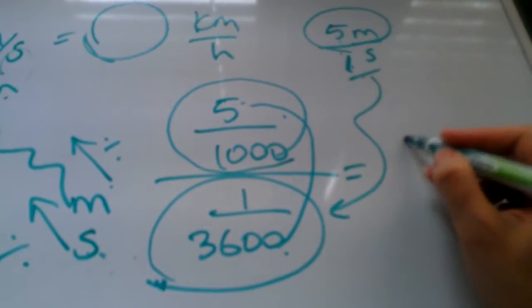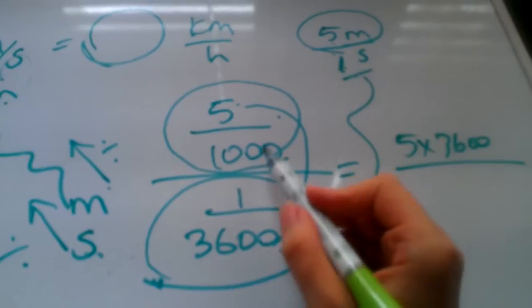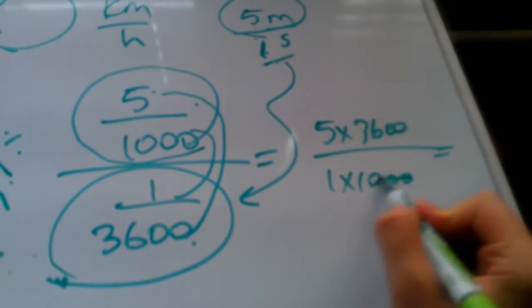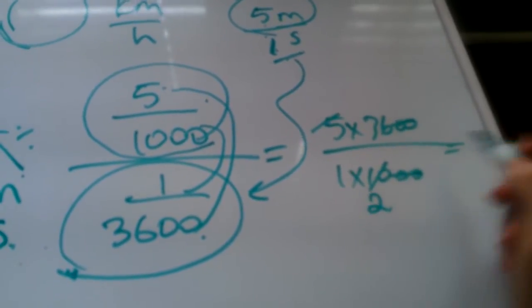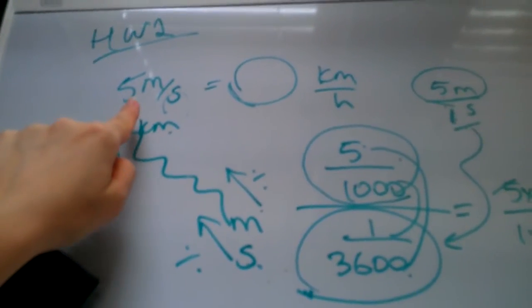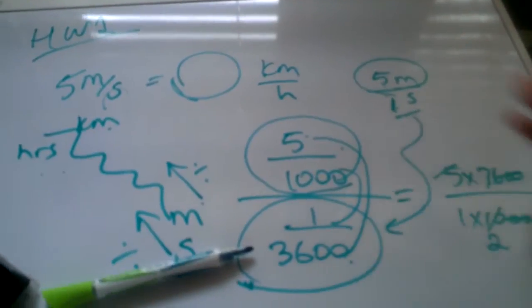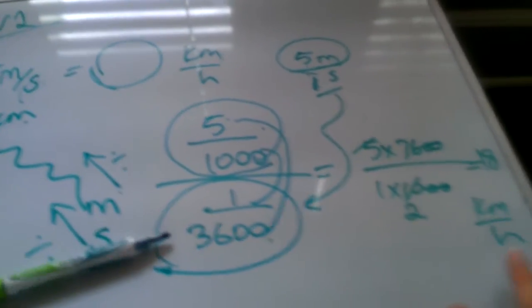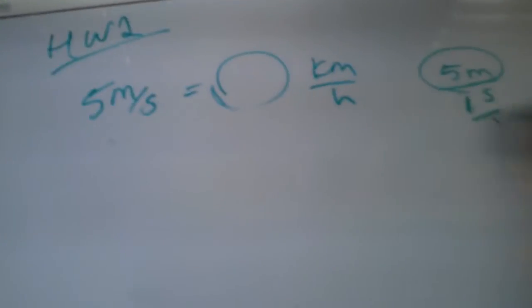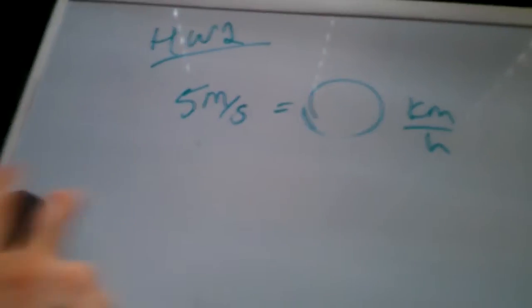Now 5 times 3,600 over 1,000 times 1. These cancel out, and that becomes 18 kilometers per hour. So if you go 5 meters per second, namely in every single second you go 5 meters, it's the same as saying in 1 hour I go 18 kilometers. So this is the stairs method. Some people don't like this, so I'll go the other way and we get the same result of 18 kilometers an hour.